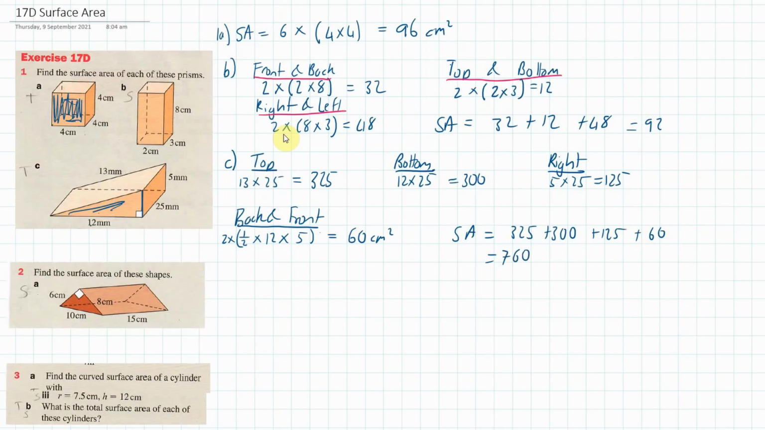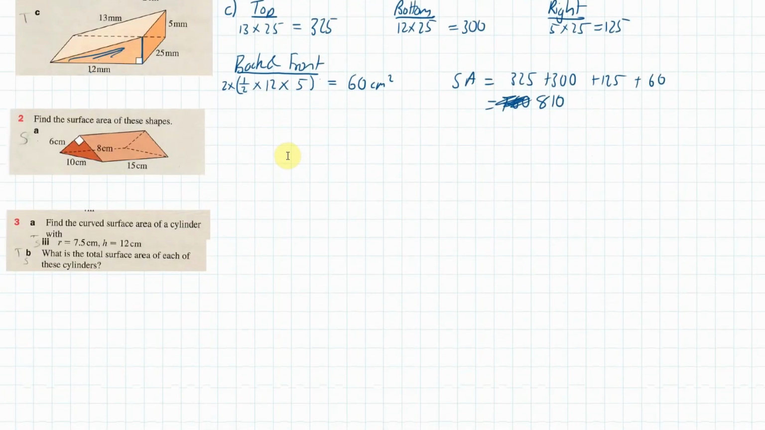Let's just do a quick check to make sure I haven't done bad addition in my head. 125 plus 60. I have done bad addition in my head. It should be, what have I done wrong there? Okay. 300, 600, 625, 650, 750, 810. Okay, 810. There we go. Okay, now let's move down a little bit.